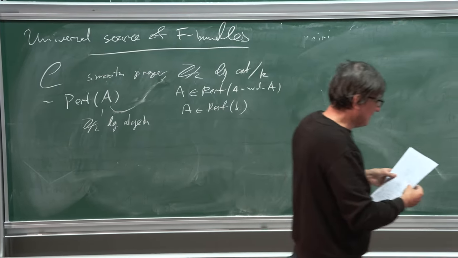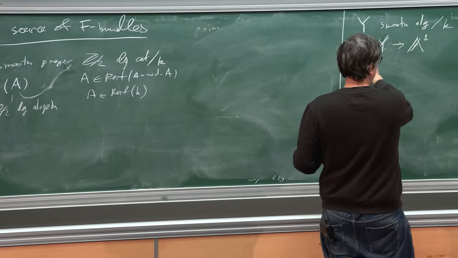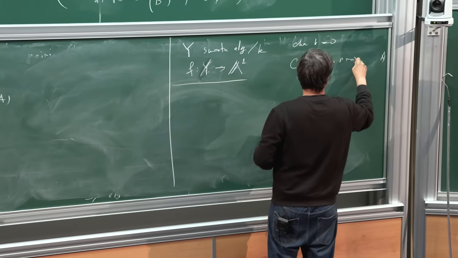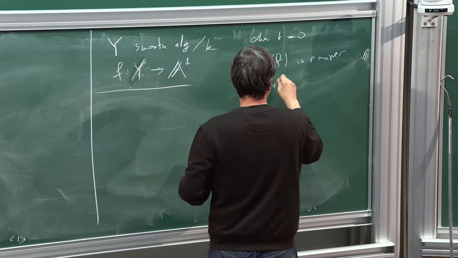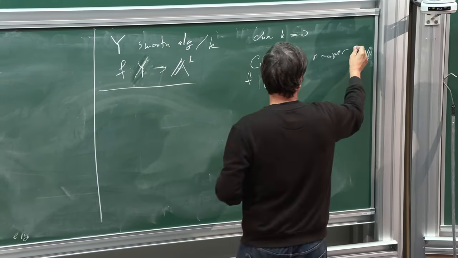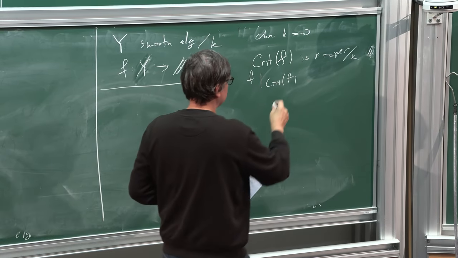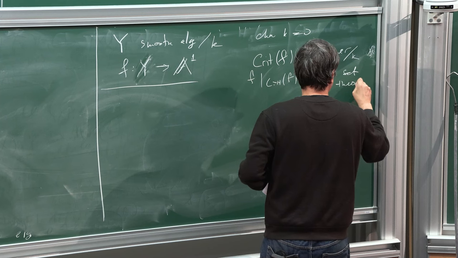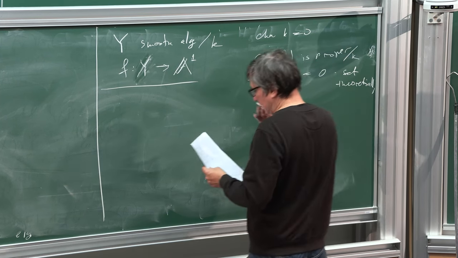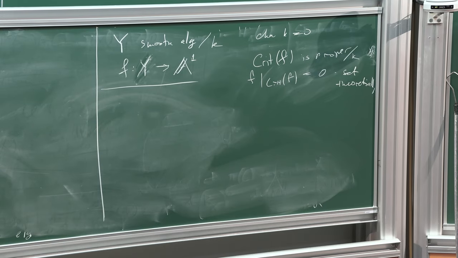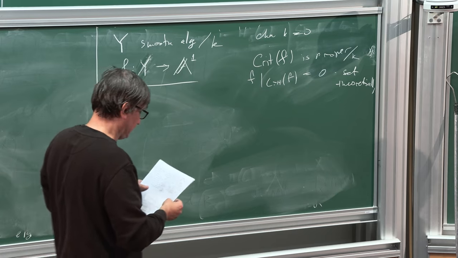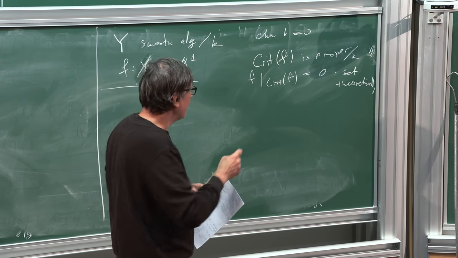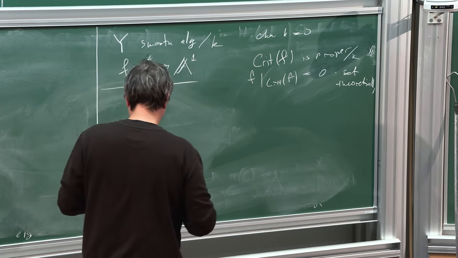But just a little bit more: you can add a potential here, a function f, such that the critical locus is proper, and f restricted to the critical locus is zero, maybe with some multiplicities. It's set theoretically: you have only one critical value, which is zero. The variety itself could be non-compact. The critical locus is proper.